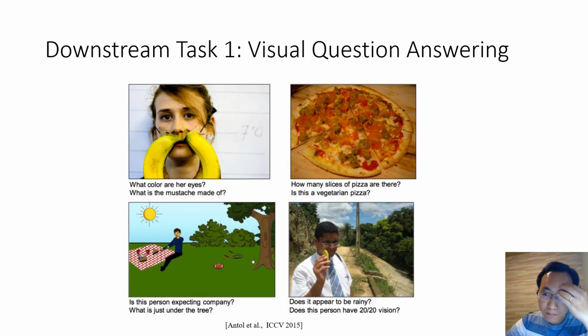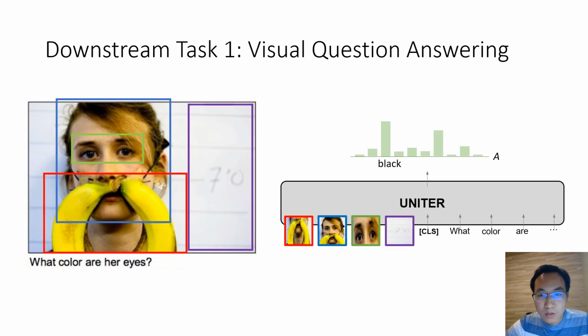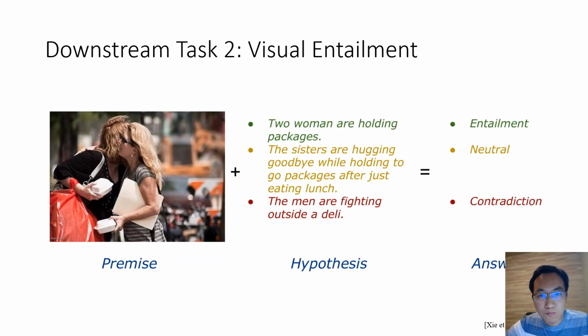After pre-training, the pre-trained model can be adopted to many different tasks, and VQA is probably the most popular benchmark for vision-language research. So for VQA, the question is the input text, and the model will predict the probability over all the possible answers from the embedding of the CLS token. And in practice, the binary cross-entropy loss is used for model training.